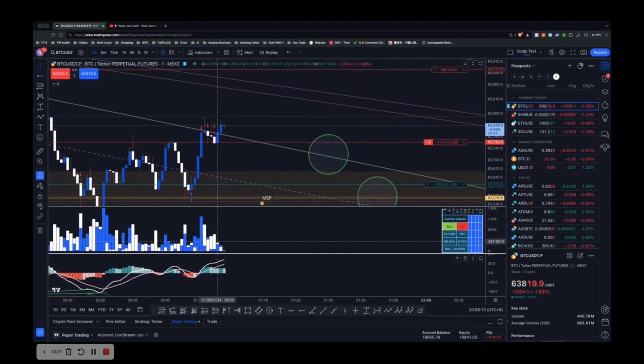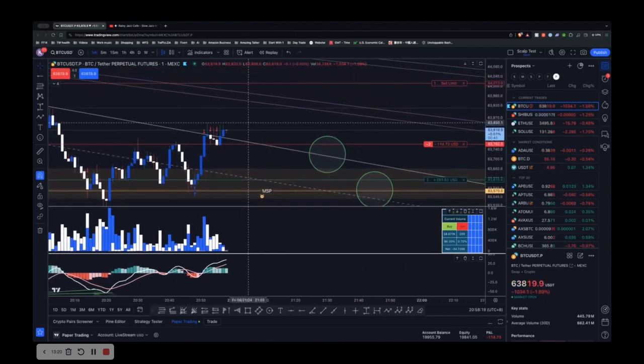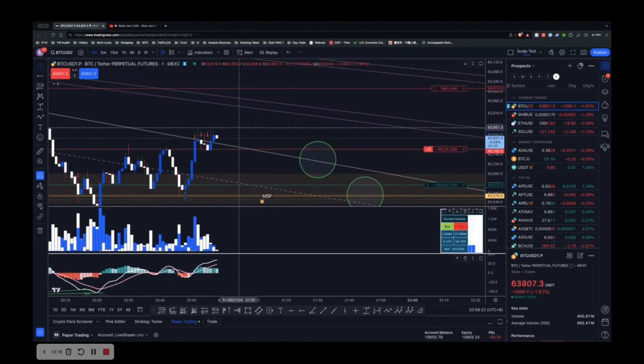And out of these couple of volume candles, they're all bearish. So I'm not sure why the price keeps on going up. It probably shouldn't go up.